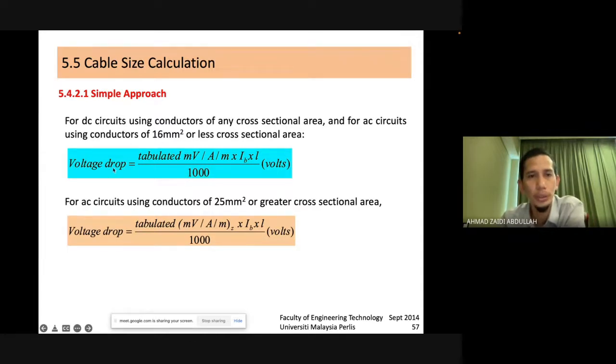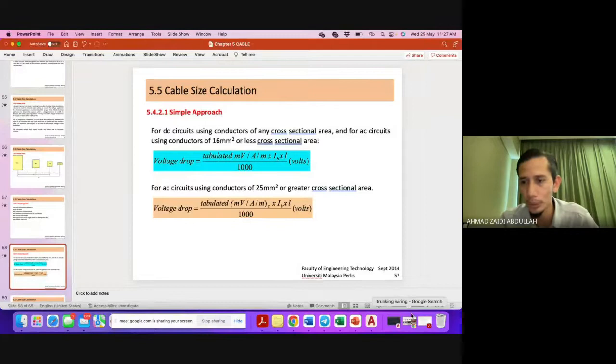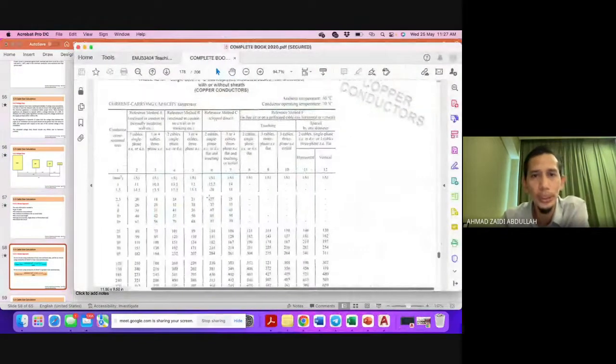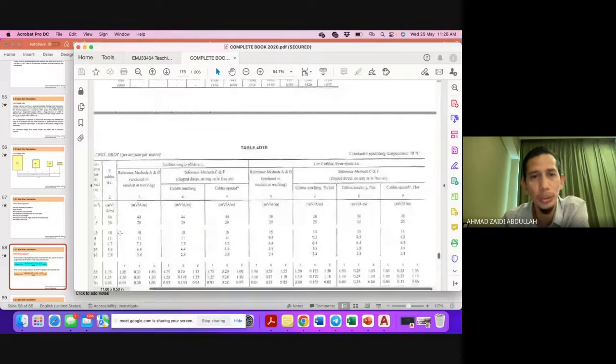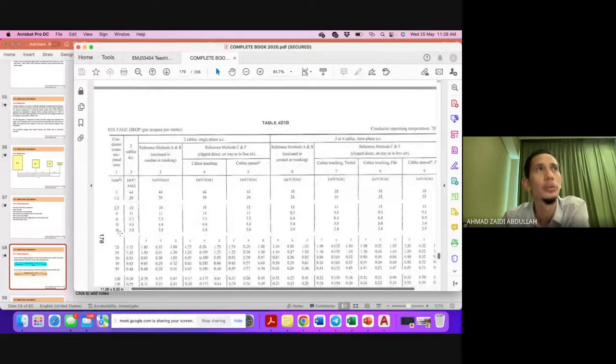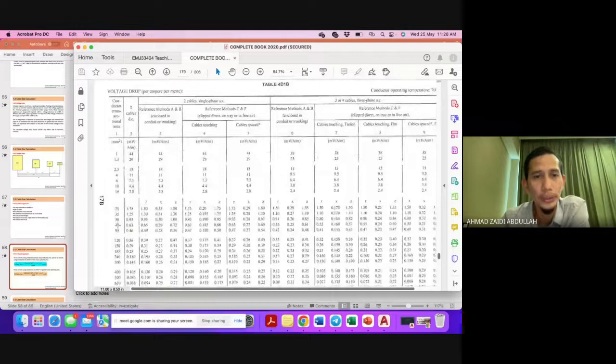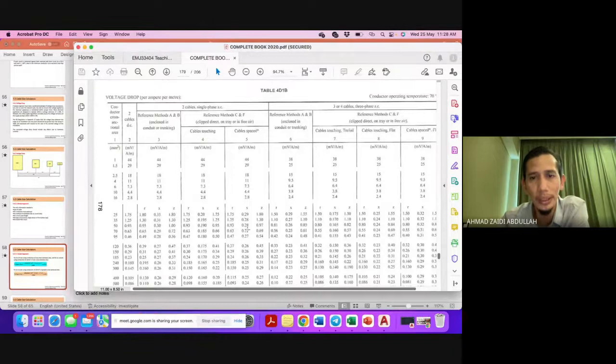It is the same formula for voltage drop below 16 mm. For 16 mm, as I mentioned during the lab session, there is only one value. Wait, let me show you. I'll show it directly. For example, let's say we decided on 70 mm earlier. For the 70 mm size, you open the next table related to voltage drop. For the 70 size, you can see here it has the R, X and Z mV/A/m values.